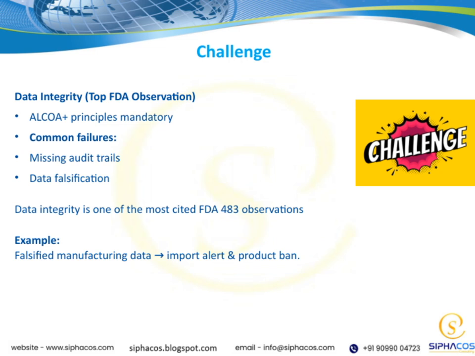Common failures that lead to issues with data integrity include missing audit trails and data falsification. Audit trails are crucial because they provide a traceable record of all changes made to data, ensuring transparency and accountability. When audit trails are missing, it raises serious concerns about data reliability. Data falsification is even more concerning because it involves intentionally altering or fabricating data. This is a serious violation and can have severe consequences.